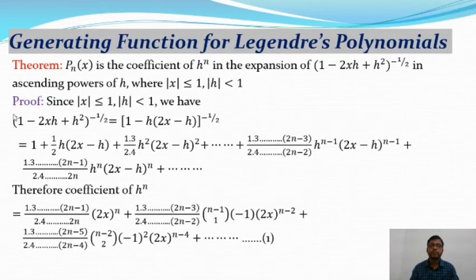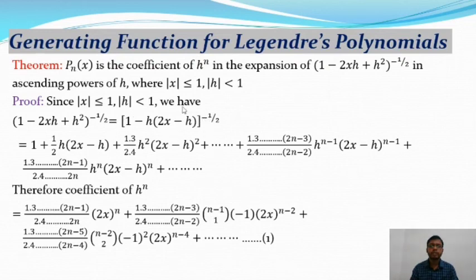So here is the proof of the theorem. Since modulus of x is less than or equal to 1 and modulus of h is less than 1, so these two conditions are given in the above theorem. We have 1 minus 2xh plus h square whole to the power minus half, and it can be written as 1 minus h into 2x minus h. We take h as common from the last two terms, we get this one. 1 minus h into 2x minus h whole to the power minus half.